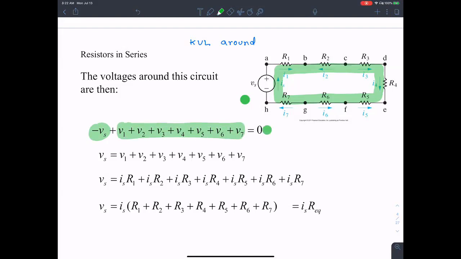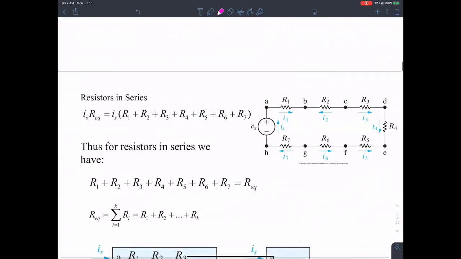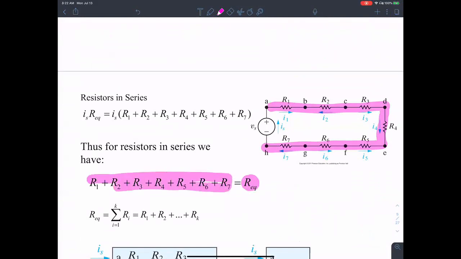Okay, when you do that, and account for the fact that all the different currents in the branches, in the different resistances, are exactly the same, the result that you get is that the overall voltage drop is IS times the total equivalent resistance. In other words, if I rearrange this, if you have a bunch of resistors connected in series, the equivalent resistance is the sum of all the individual resistances.